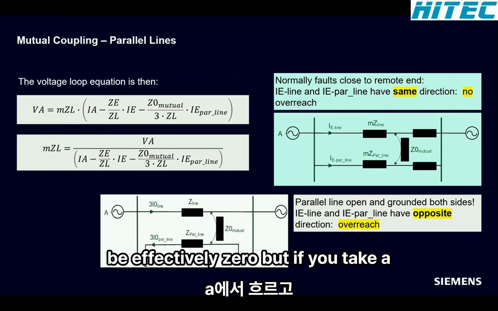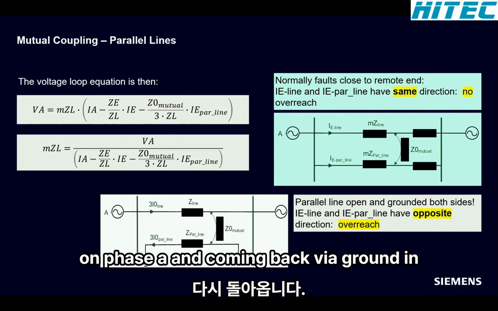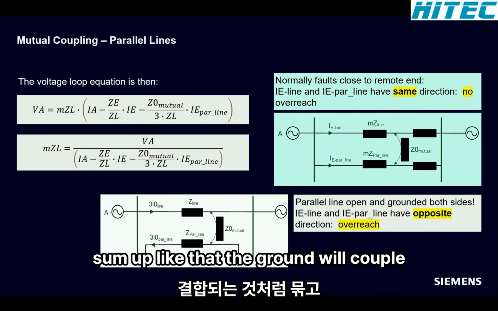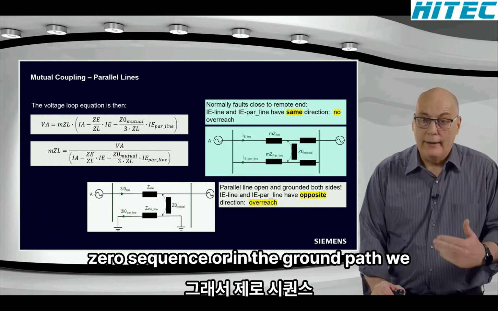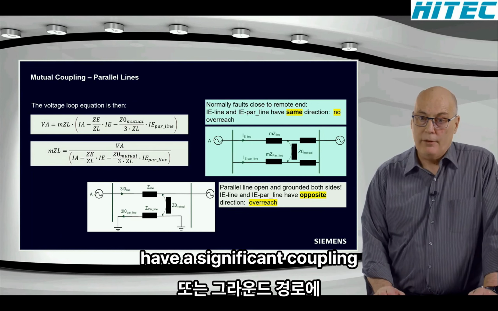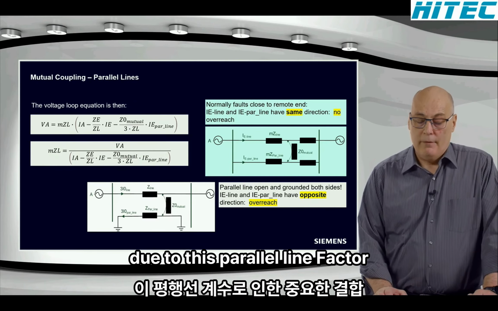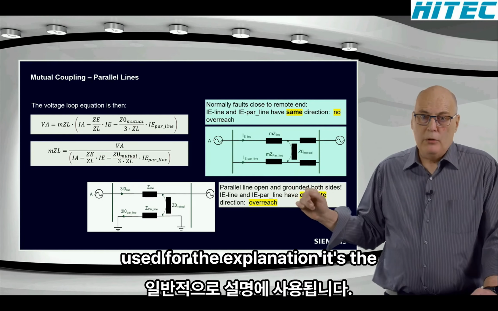But if you take a ground fault, the current is flowing out on phase A and coming back via ground. And the ground, you cannot just bundle and sum up like that. The ground will couple into the other system. That's why in the zero sequence or in the ground path, we have a significant coupling due to this parallel line factor.